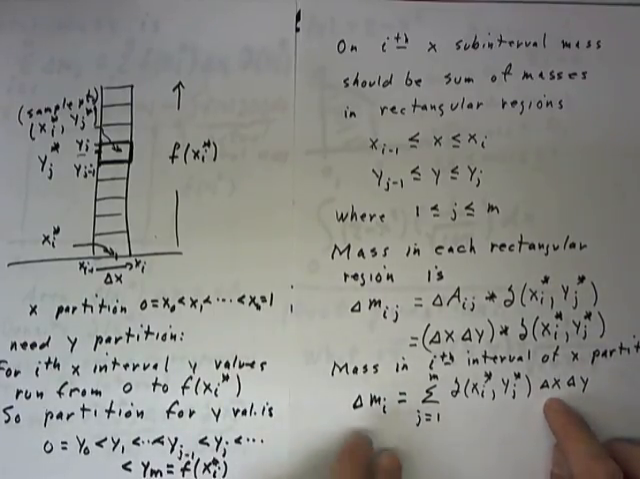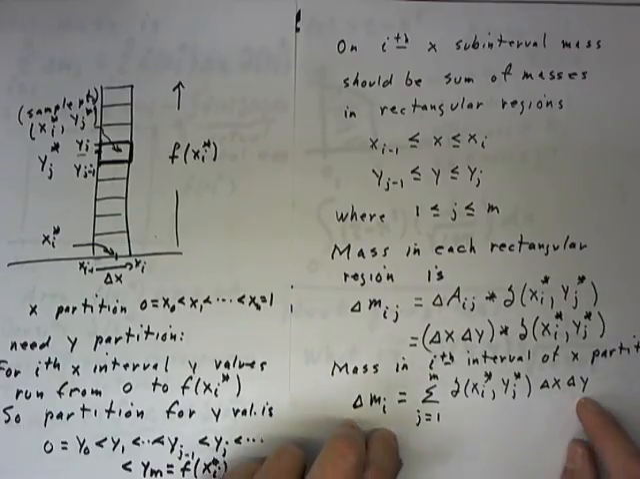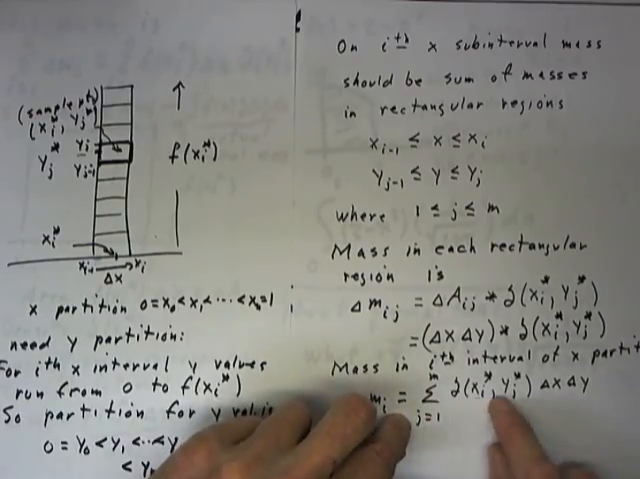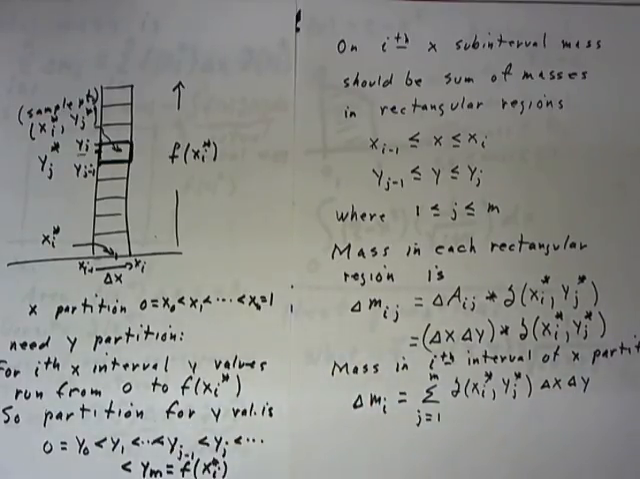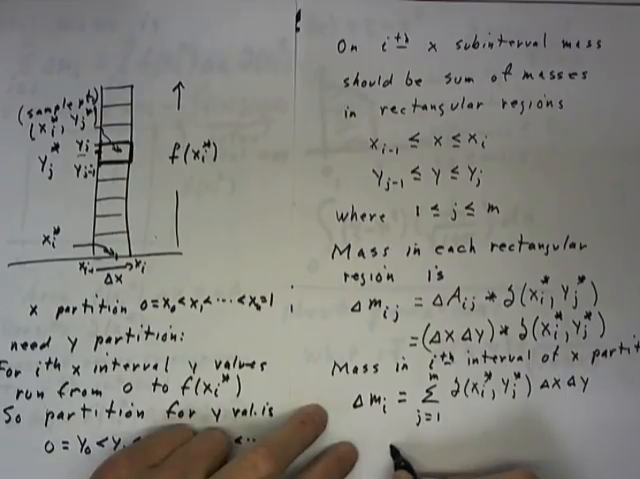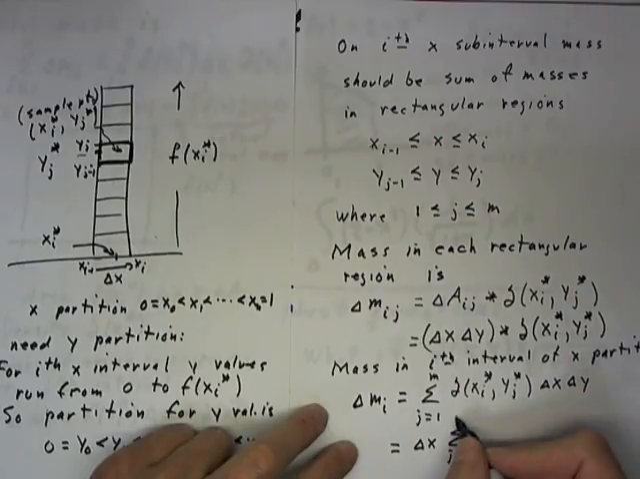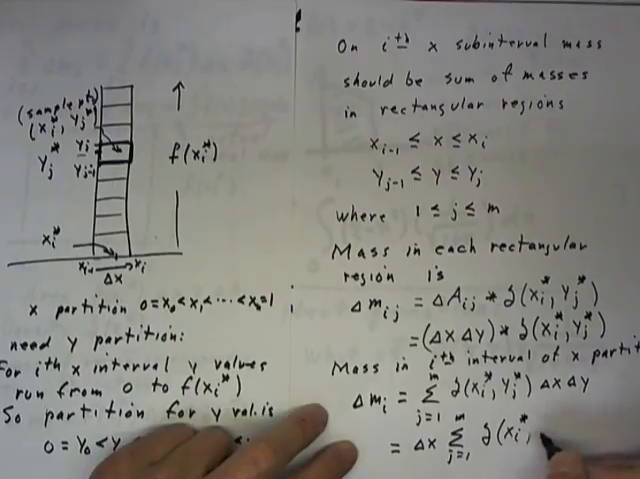Whether our delta y's are all the same or not, we have assumed that our delta x's are, so that we can factor delta x out of this sum. Delta x occurs in every term of this sum. There are m terms. Every one of those m terms contains a delta x, so that our delta m sub i equals delta x times the sum from j equals 1 to m of our density evaluated at x sub i star, y sub j star, times our delta y.